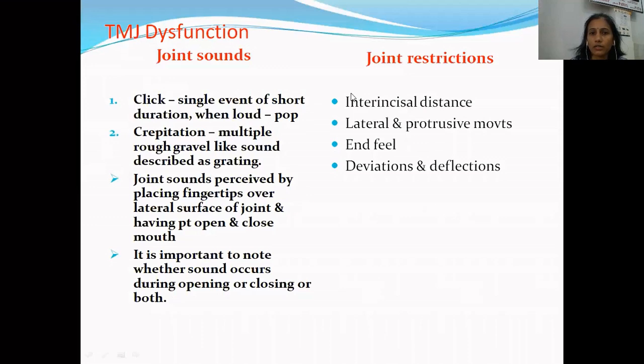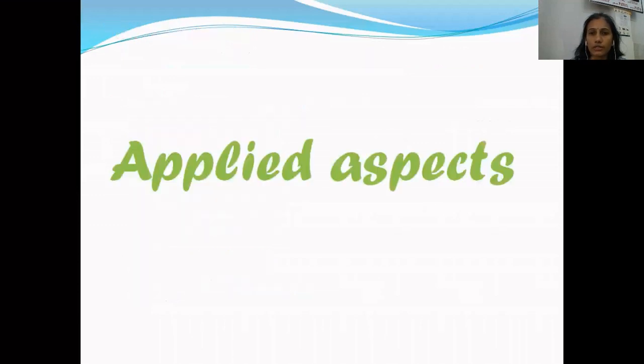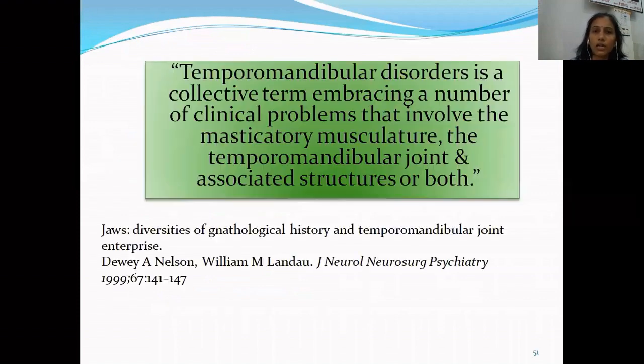And in the joint restriction, as I already mentioned, you should mention the interincisal distance, then the lateral and protrusive movements of the mouth, then the end feel and the deviations, whether it deviates to the right side or left side, or any deflections. These things you should record in the joint sounds and the joint restrictions. So this completes the functional aspects of the TMJ. Coming to the temporomandibular joint disorders, or the applied aspects of TMJ.